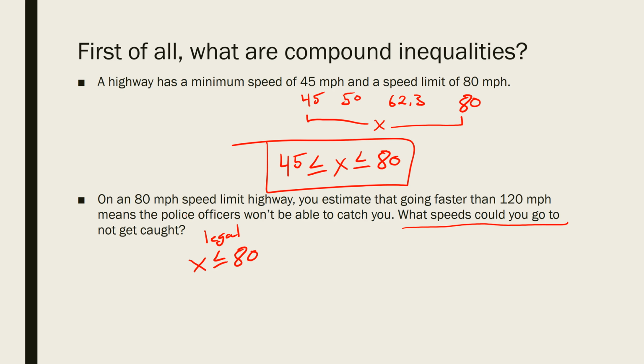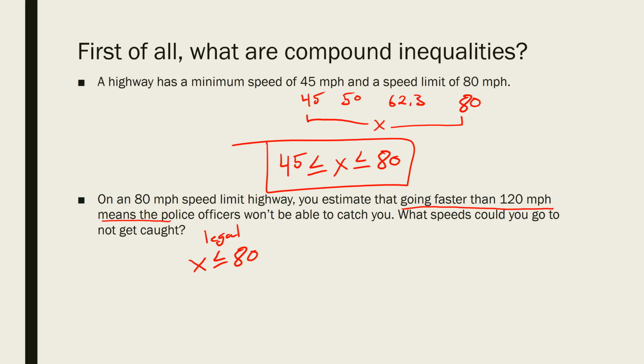But also what we're saying here is probably you could get away with going so fast that the cops wouldn't be able to catch up to you. And for this problem, they're saying, hey, probably if you're going faster than 120 miles per hour, the police officers won't be able to catch you.